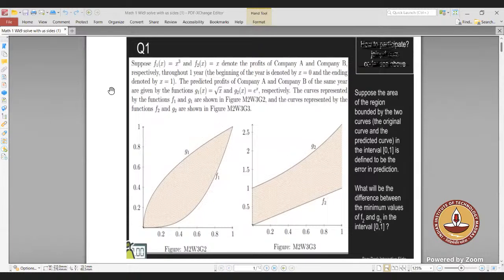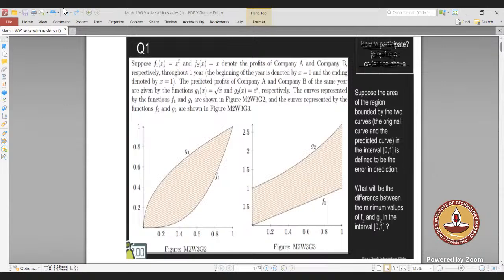So let us come to the question now. Suppose the area of the region bounded by the two curves, the original curve and the predicted curve, in the interval 0 to 1 is defined to be the error in the prediction. So this area is called the error in the prediction. They're asking what will be the difference between the minimum values of f2 and g2 in the interval 0 to 1. Everyone got this question?